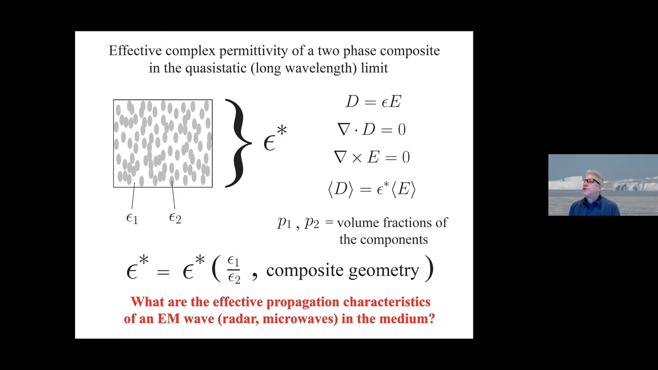Basically, the setup that we use is a quasi-static limit. This is often the case with these sub-millimeter scale brine inclusions, certainly for long wavelength methods for measuring thickness, but also even typical when you have several centimeter wavelengths, like microwaves, where you're still talking about sub-millimeter scale brine inclusions. So you're in this quasi-static limit. Then these are the basic equations Maxwell's equations reduce to. This defines the effective complex permittivity. It's a complicated function of the ratio of the complex permittivities of the brine and the ice, as well as, of course, the composite geometry. And then we're interested in the effective propagation characteristics of radar and microwaves through the medium.